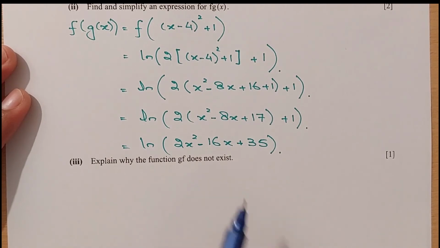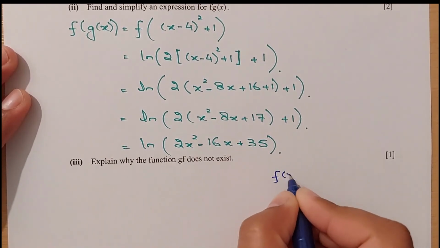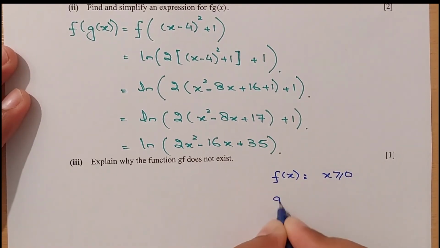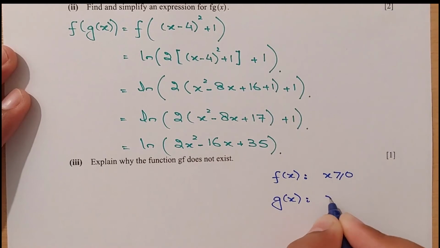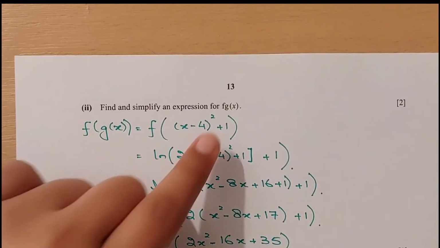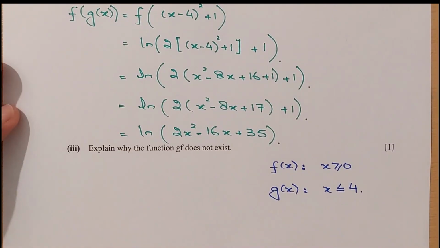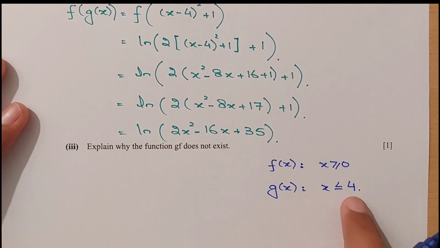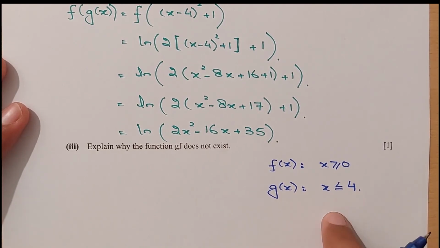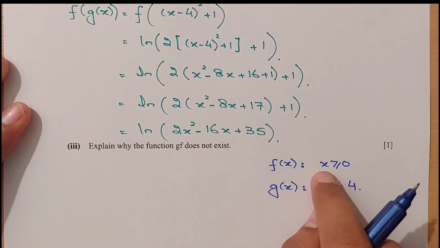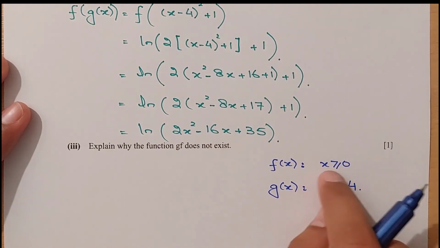Okay, so let me write down the domain for f of x we have given, x is greater than or equal to 0, and the domain for g of x we have given is x is less than or equal to 4, right? So here we have f composition g, and here we have g composition f. So g values are less than 4: 4, 3, 2, 1, 0, minus 1, minus 2, minus 4. But function f of x values are more than 0: 0, 1, 2, 3, 4.